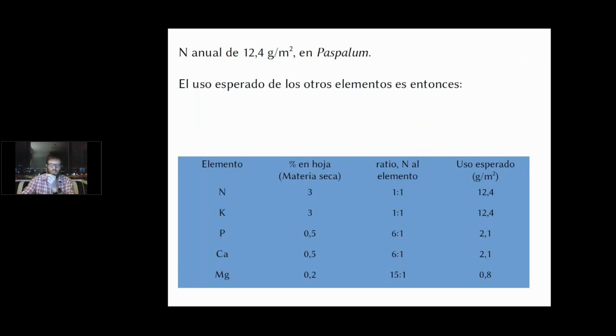So simply based on temperature, we can get an annual nitrogen estimate of 12.4 grams, and then with Seashore Paspalum, we know it'll use the same amount of potassium, and we can also get estimates for the other nutrients.